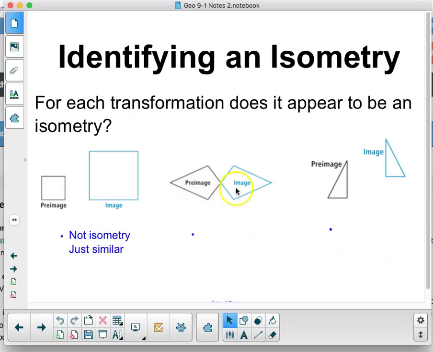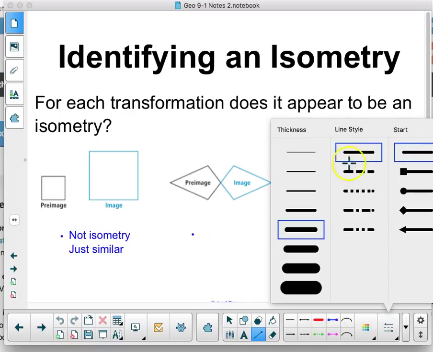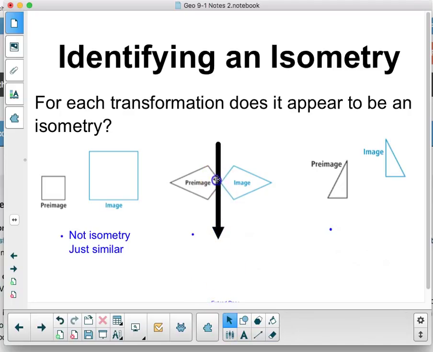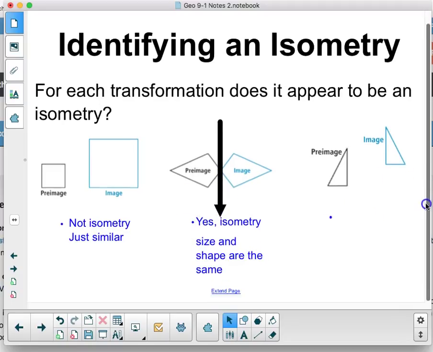Here, the pre-image and image appear to be the same size. It looks like a reflection across this line that's between these two images. If I draw that line right across there, that's a reflection between the two. That's an isometric transformation. So yes, it's an isometry, size and shape are the same.